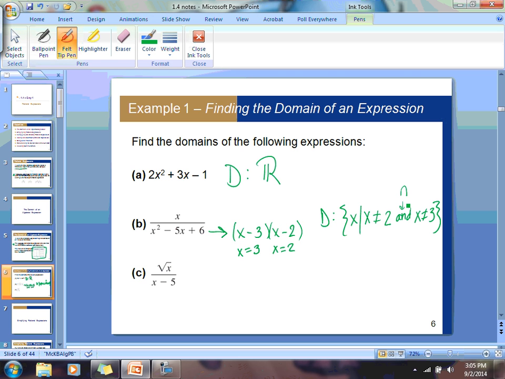Now for part C, we have to take both the numerator and the denominator into account here because in our numerator we have a radical. So for our numerator, we have to have everything that is greater than or equal to 0.